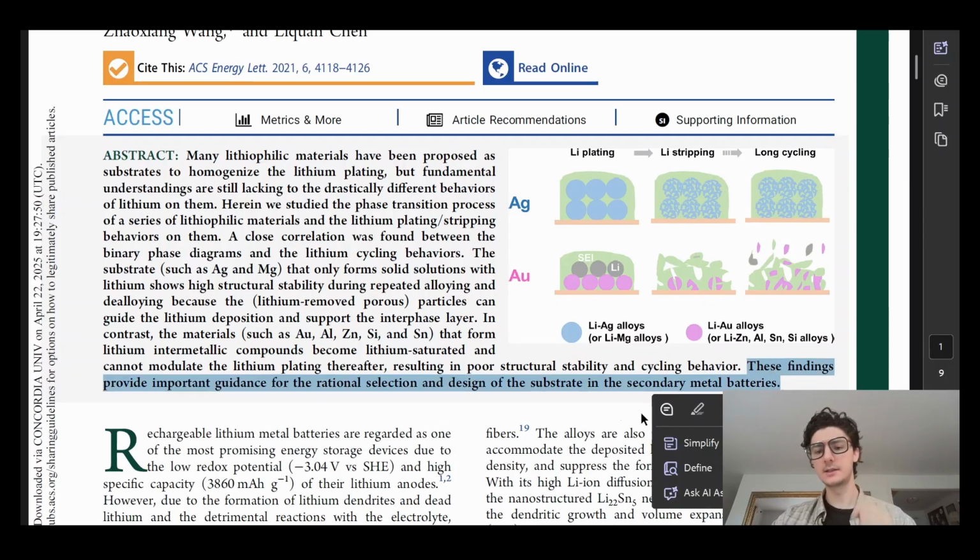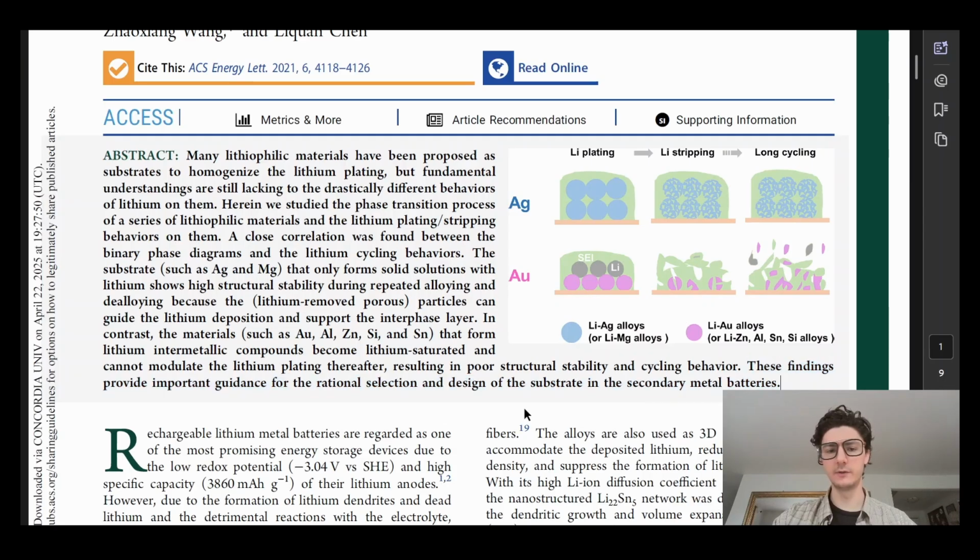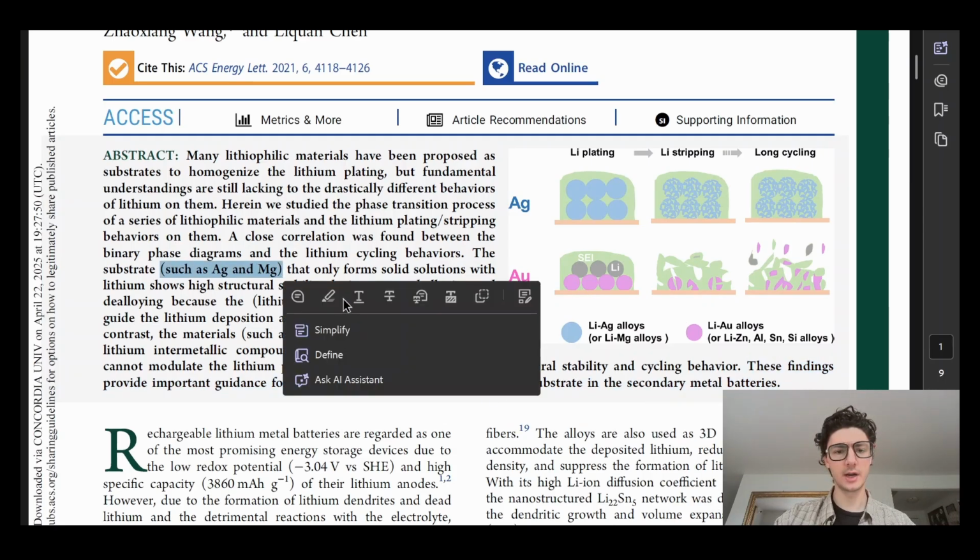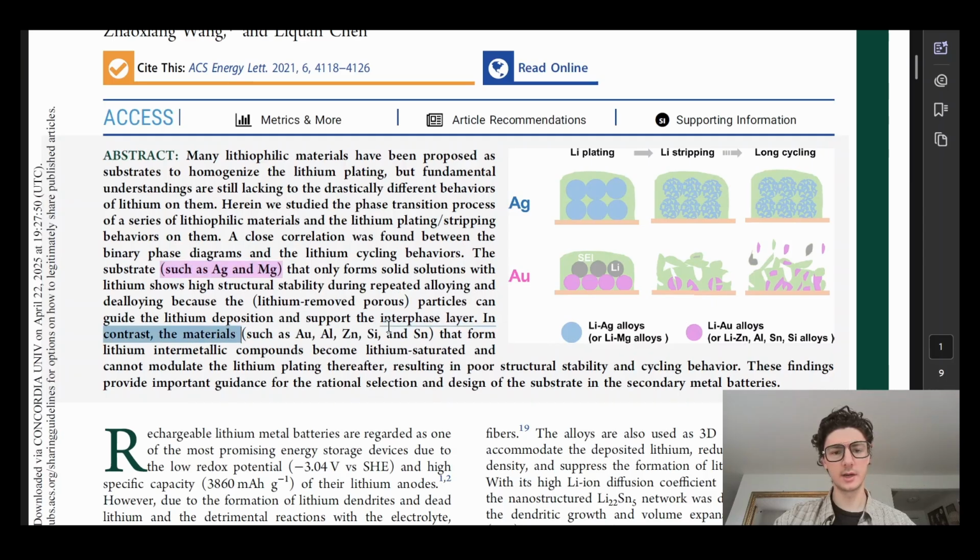So this last sentence is kind of the main reason I'm reading articles related to lithophilic materials. You could see over here, let's actually highlight this, boom. And let's highlight this as well. Here they have a couple of materials, and it seems like in this article, right after they say herein, where do they say herein? Herein we studied the phase transition process of several lithophilic materials. So I'm assuming the materials they explore are silver and magnesium and all of these ones here.